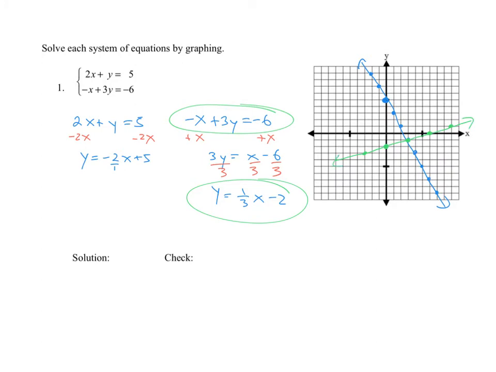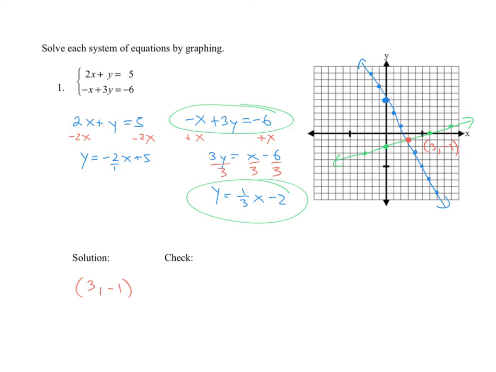So I make a few points on each line so I can clearly show both lines, but I found right here at this point, positive 3, negative 1, that is their point of intersection or the solution to this system of equations. And you should always check to make sure your solution satisfies both equations. And I would check in their original form just in case you made a mistake somewhere along the way.